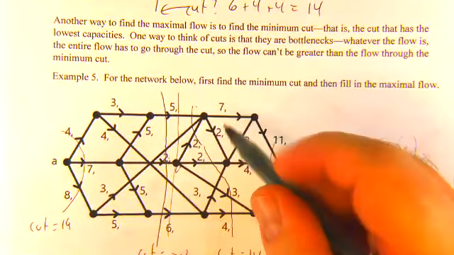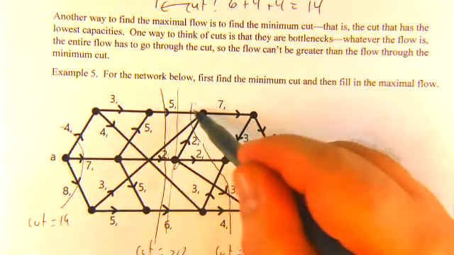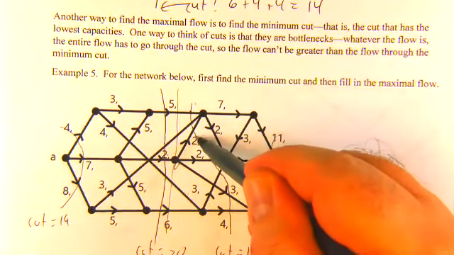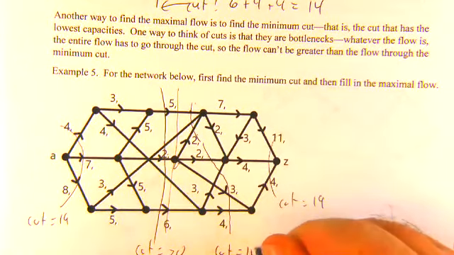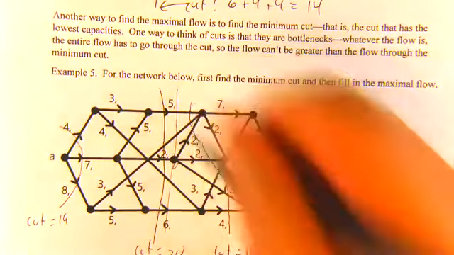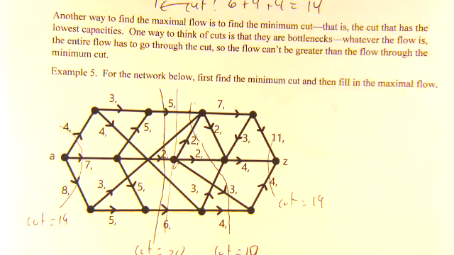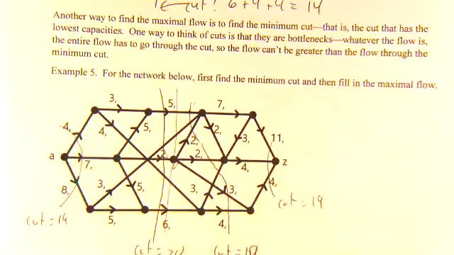5, 8, if I got my math right. 5, 8, 10, 12, 15, oops, 19. I almost forgot the 5 up there. So that cut is 19. Same as my input and output. What about this cut?